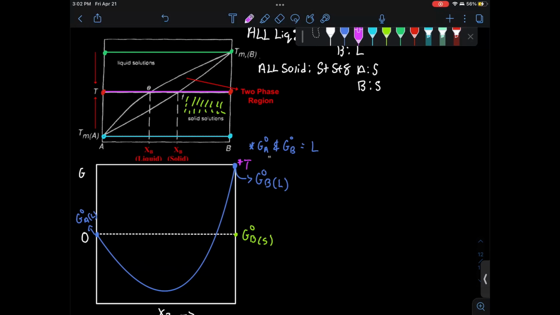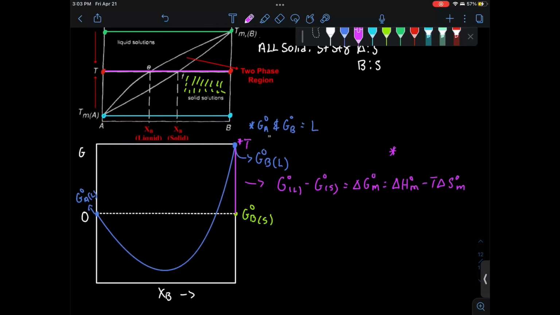Now, what is the difference in this value, you might ask? Well, it's going to correspond to the change, the Gibbs free energy of a liquid minus the Gibbs free energy of a solid. What does that correspond to? Well, that's just the Gibbs free energy due to melting. And that's going to be equal to the enthalpy of melting minus T times the change in entropy of melting.